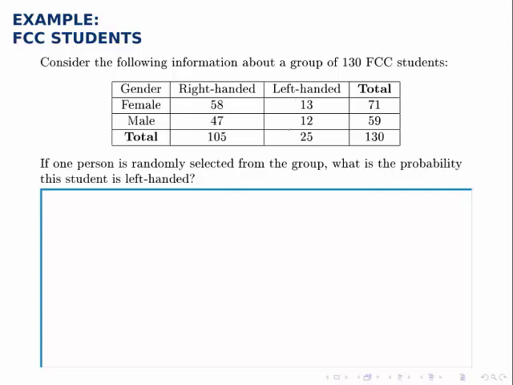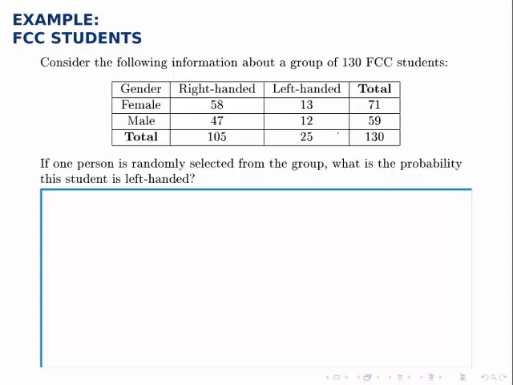We're also, helpfully, given these totals for each row and each column. If we weren't given those, we could easily find them. For instance, the total right-handed is simply the male right-handed plus the female right-handed. Adding those together, we get 105, and so on. You can add up each row and column.